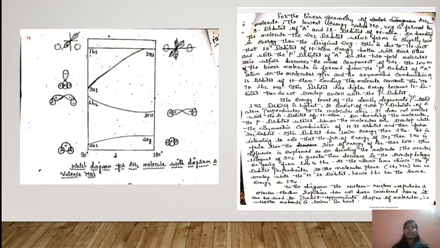But in the Walsh diagram, Walsh does not consider lone pair. He explained the shape of the molecules without considering lone pair repulsion, without considering repulsion. So in this diagram, nucleus repulsion and electron repulsion have not been considered. Hence it can be used to predict the approximate shape of the molecules, whether the molecule is linear or bent. So with the help of the Walsh diagram, we can predict the shape of the molecule as linear or as bent.